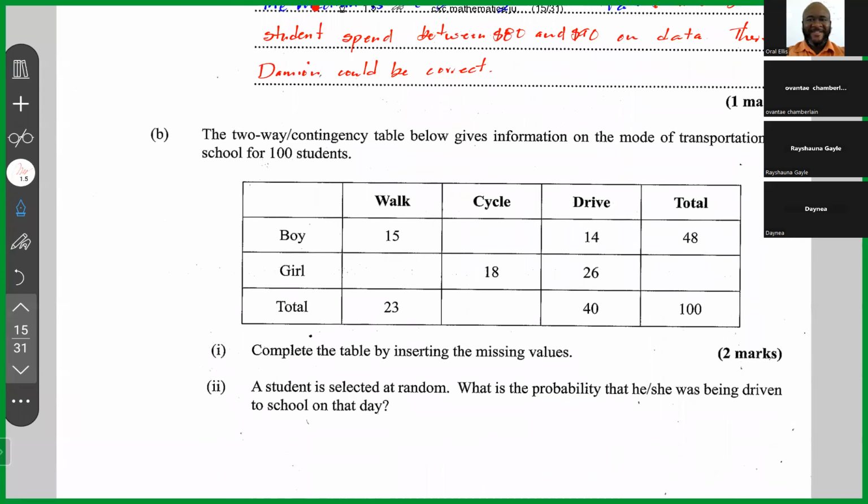It says the two-way contingency table below gives information on the mode of transport to school for 100 students. We're asked to complete the table by inserting the missing values. All right, so the 15 plus cycle plus 14 must equal 48. So here the number is what? 19.